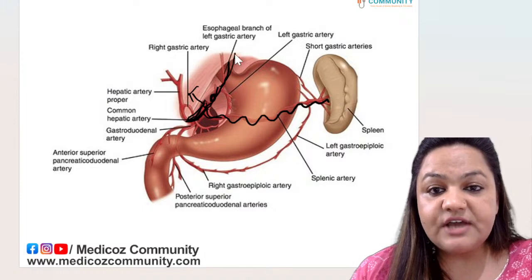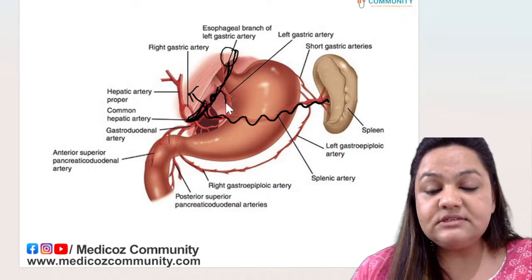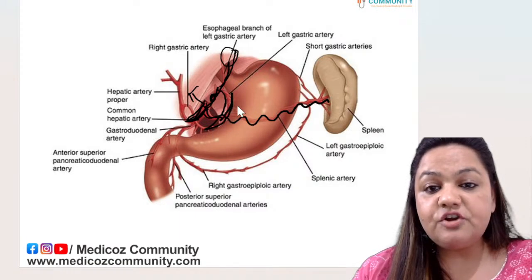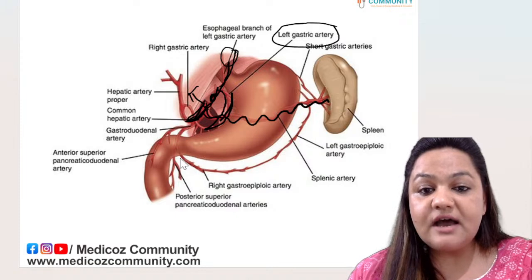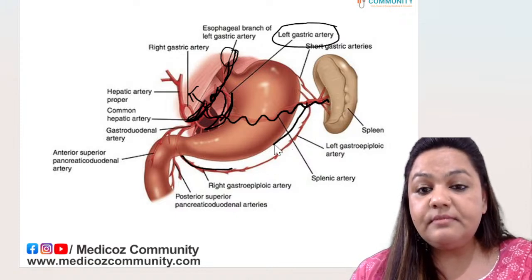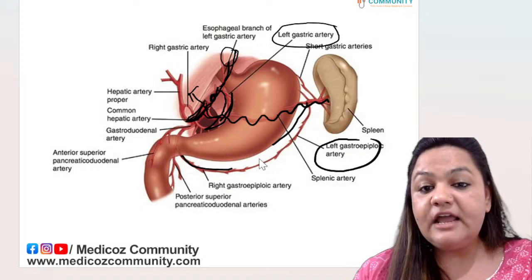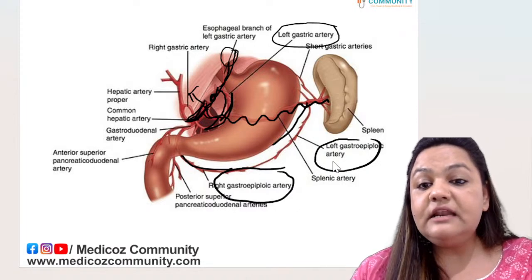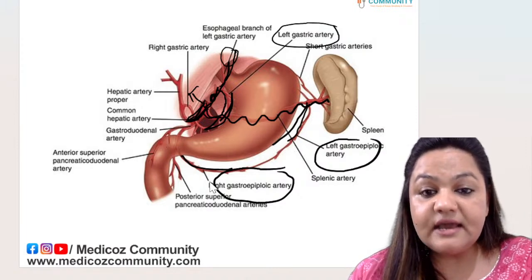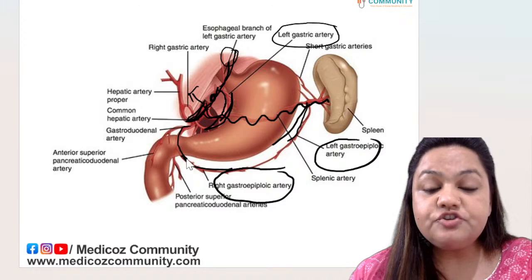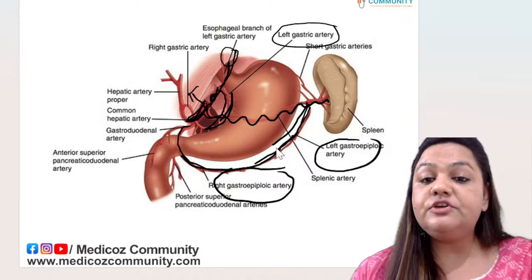So this left gastric artery, one branch supplies the lower end of the esophagus, and one branch supplies the lesser curvature of the stomach, which is here. Then we have these arteries present along the greater curvature of the stomach, the right and left gastroepiploic arteries. The left gastroepiploic artery comes from the splenic artery, and the right gastroepiploic artery comes from the gastroduodenal artery, and these two arteries anastomose here at the greater curvature of the stomach.